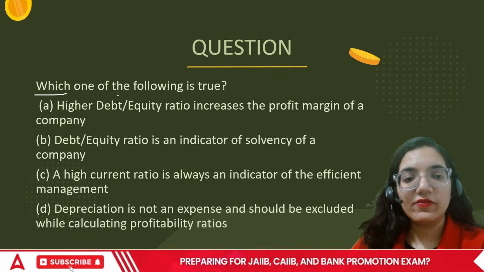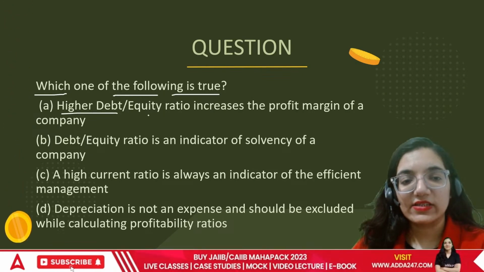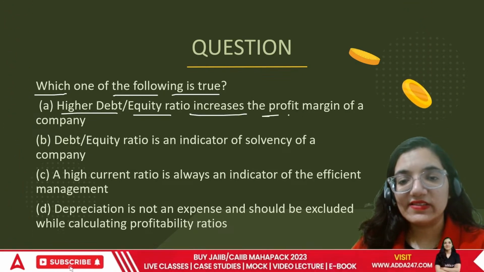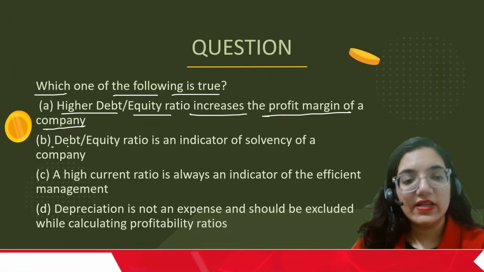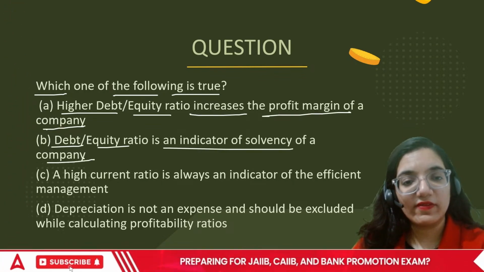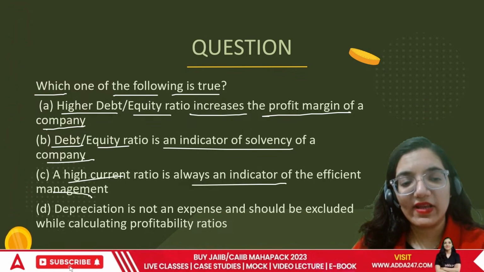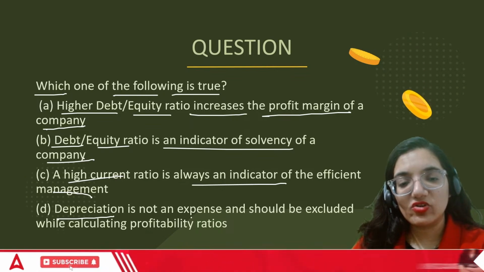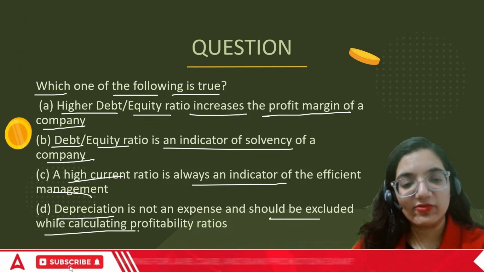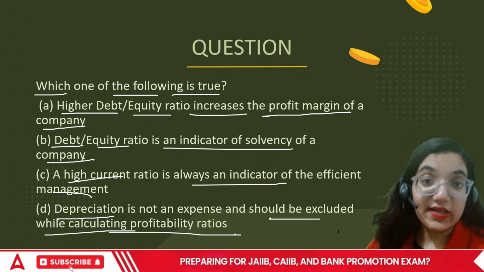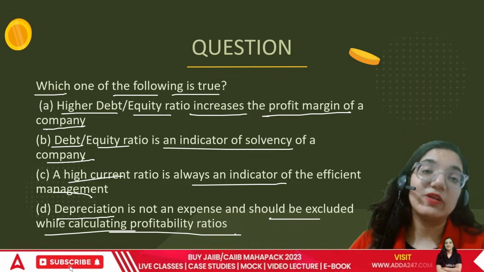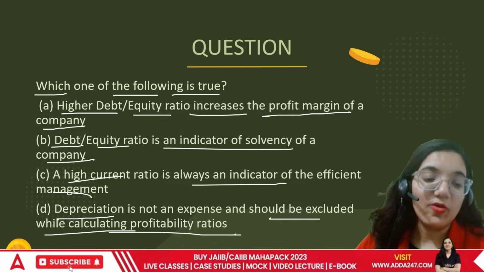Which one of the following is true? Higher debt equity ratio increases the profit margin of the company. Debt equity ratio is an indicator of solvency. A high current ratio is always an indicator of efficient management. Depreciation is not an expense and should be excluded while calculating profitability ratios. Depreciation is an expense which helps in reducing the tax. How can we exclude it?